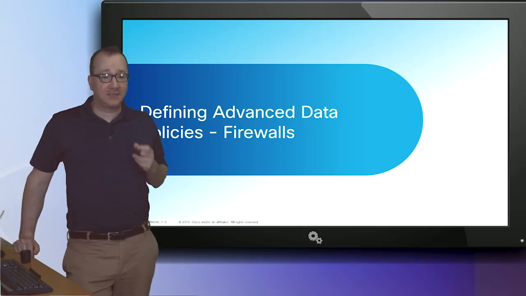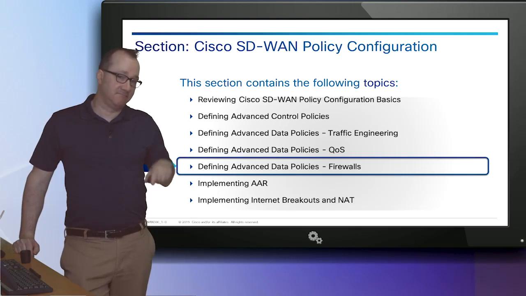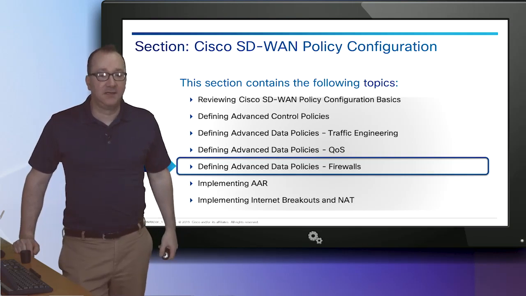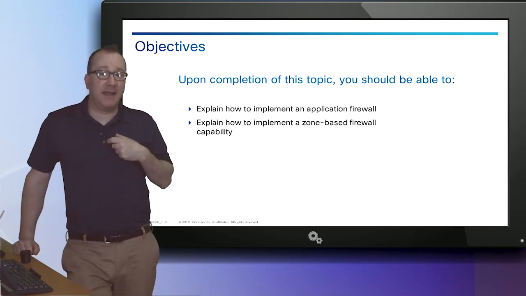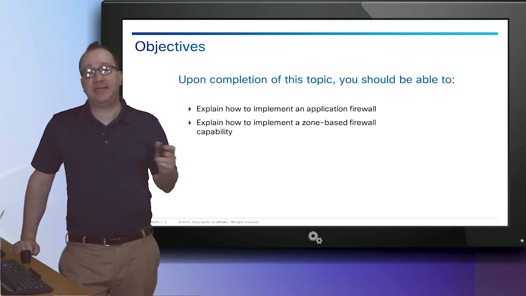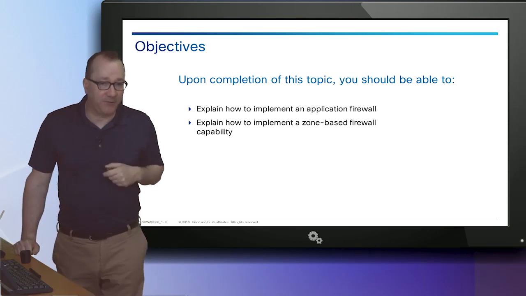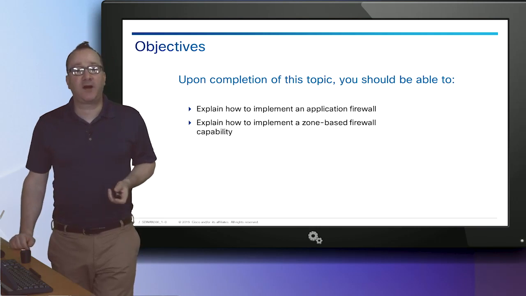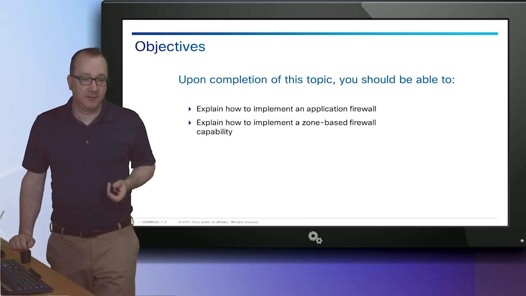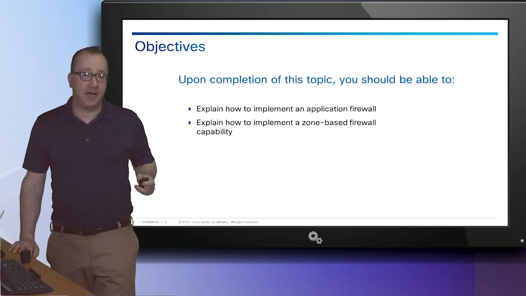Now we're going to cover that zone-based firewall we've been promoting for the last 4 or 5 sessions. So basically, we're going to talk about how to implement an application firewall and a zone-based firewall. Just so you know, these are 2 different things. An application firewall is basically a stateless firewall, whereas the zone-based firewall is a stateful firewall. Don't worry if you don't know what those terms mean. We'll discuss them in the next couple of slides.